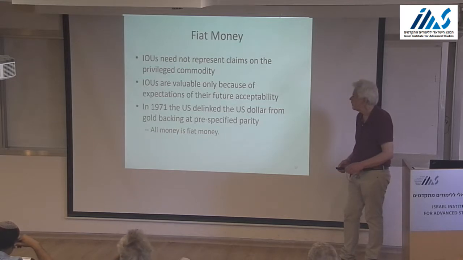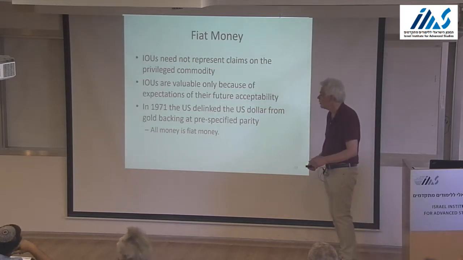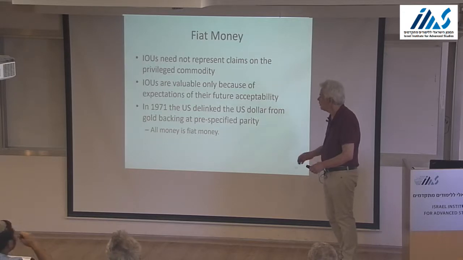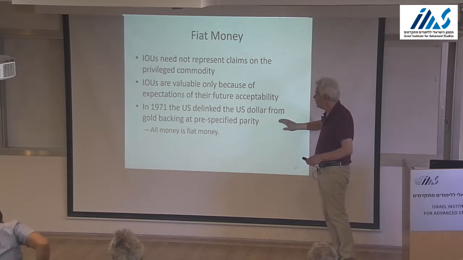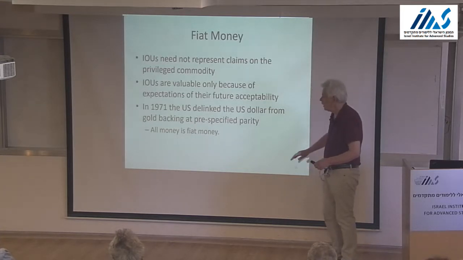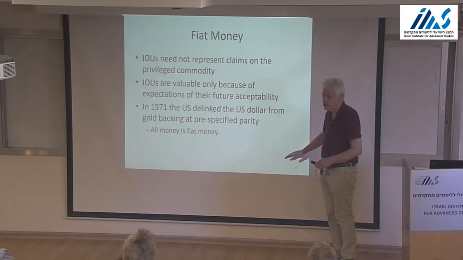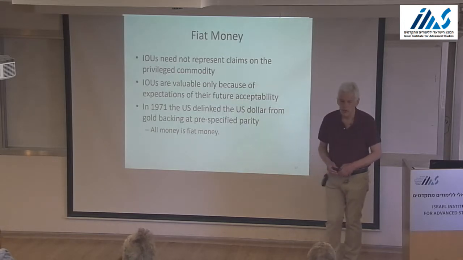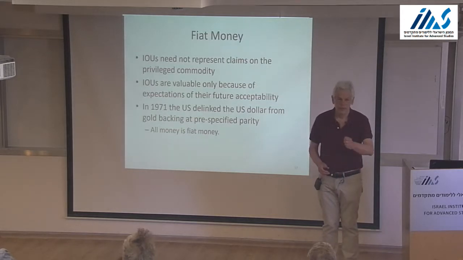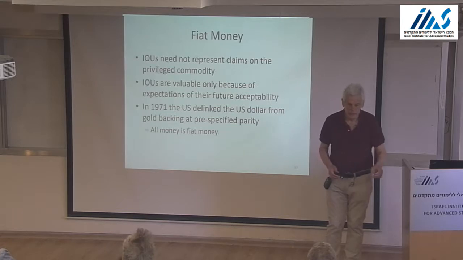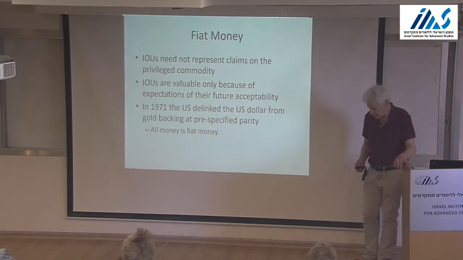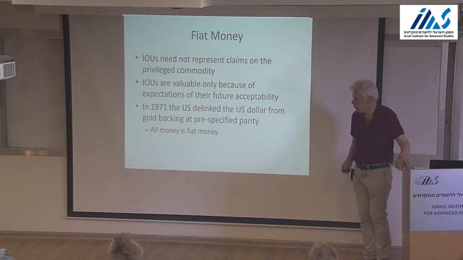And now, fiat money. The IOUs don't need to represent claims on the actual privileged commodity. The IOUs can be valuable because of the expectation of future acceptability. And indeed, in 1971, the US delinked the US dollar from the gold backing, and now all money, certainly the US dollar, is fiat money. The US government has absolutely no obligation whatsoever if I find its office and put a bill of $1 or $10 in front of a US government employee and ask for something in exchange. He owes me nothing. So all money is fiat money. There's no backing of the US dollar or the British pound or whatever.